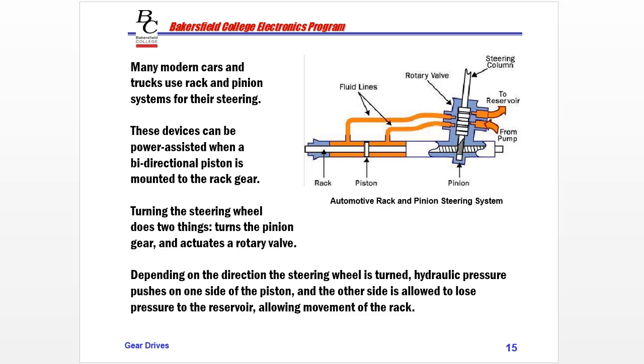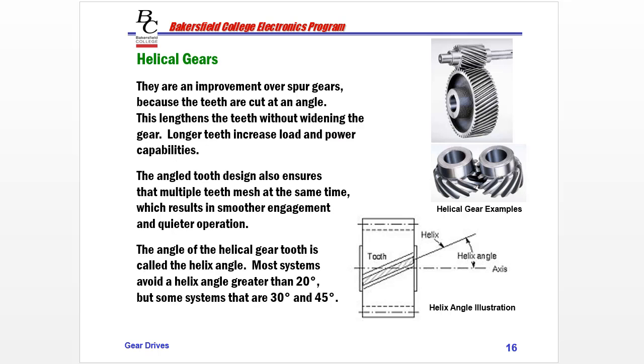Very same principle as your labs. Now let's take a look at helical gears. So helical gears are an improvement over the first gear type, the spur gear, because the teeth are cut at an angle. You can see how they're angled here and even on here. So more tooth surface is in contact between the two gears.